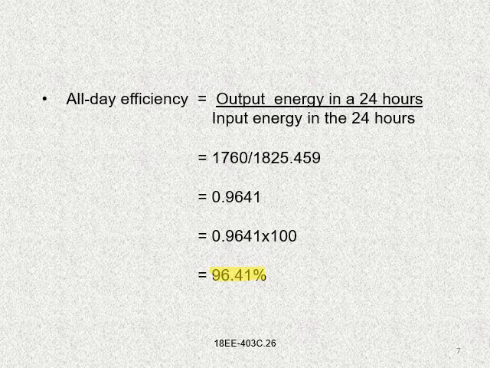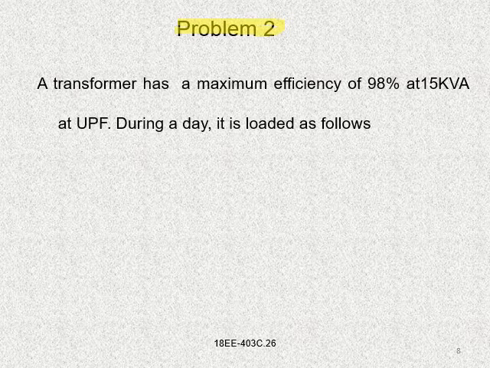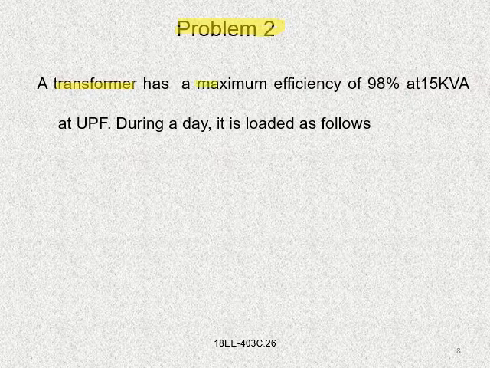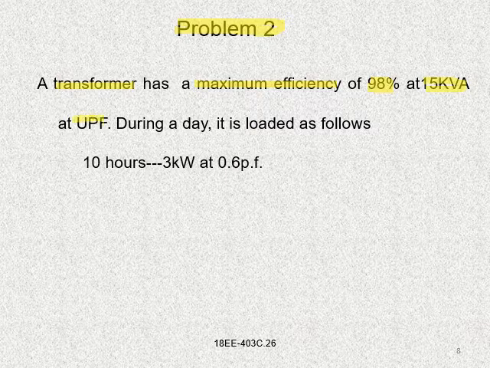Okay, move on to the next problem. Problem number 2. A transformer has a maximum efficiency of 98% at 15 kVA at UPF. And during a day, it is loaded as follows. You can see previously we have just missed out the question. We have directly moved with the given data and required data in the answer. But you just see carefully. We have a question over here.